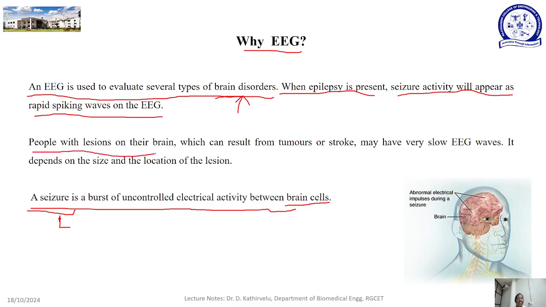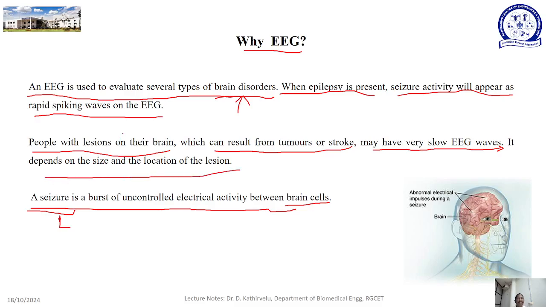Similarly, people who are suffering from a tumor or stroke may have an EEG waveform which will definitely differ from a normal EEG. These differing waves are called slow EEG waves, and this depends upon the size and location of the tumor or lesion in the brain.